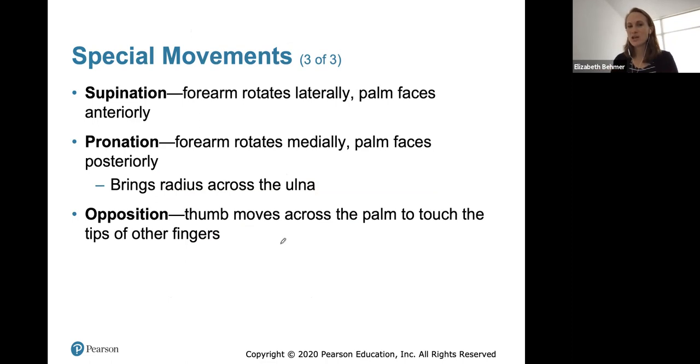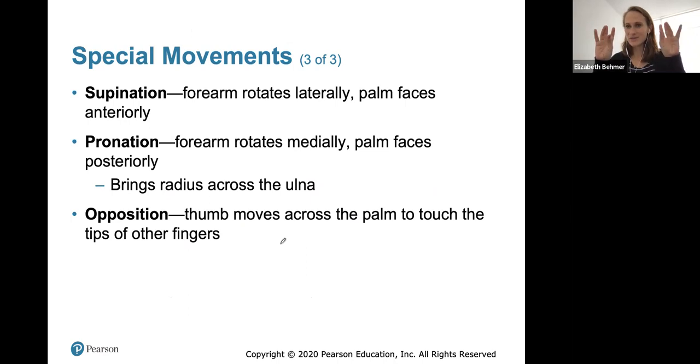Supination and pronation are forearm movements. Supination is where the palms face anteriorly, so your palms face forward or up. And pronation is when the forearm rotates medially and the palms face posteriorly. Opposition is your thumb moving across the palm to touch the tips of your fingers.